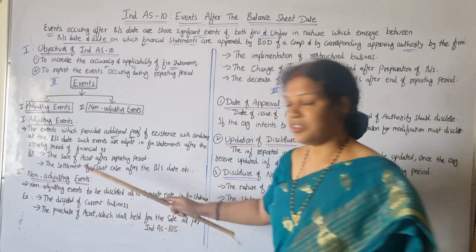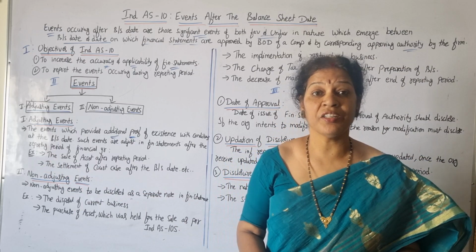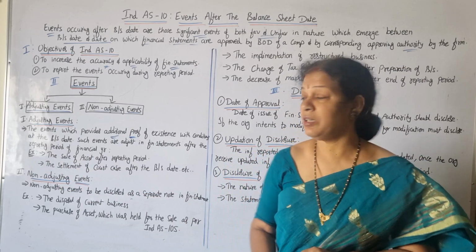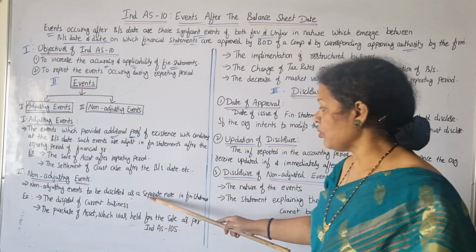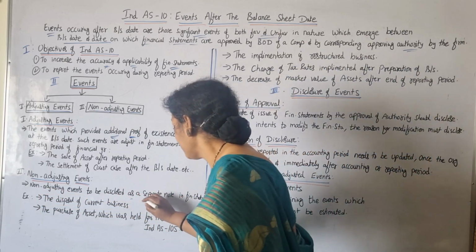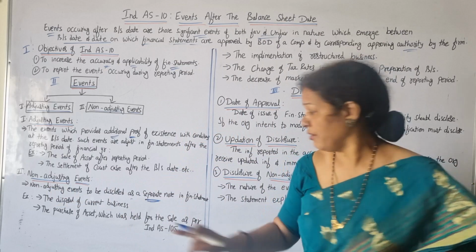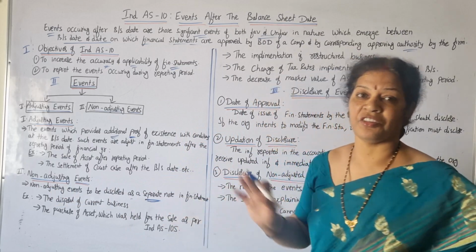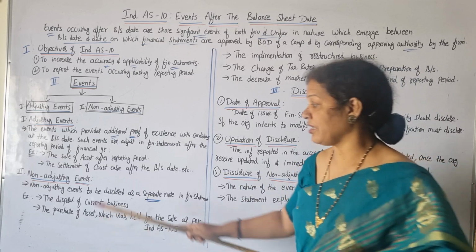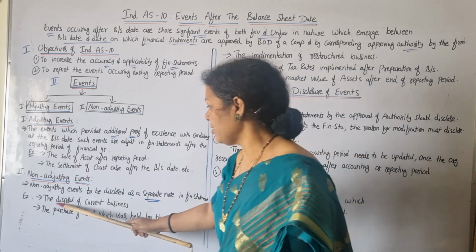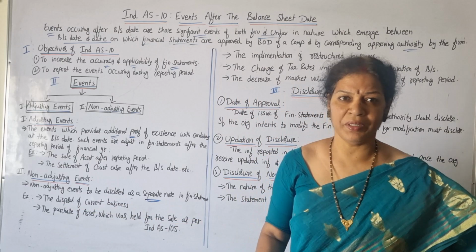The second one is non-adjusting events. The name itself says it cannot be adjusted. What are the non-adjusting events? Simply, you can say a non-adjusting event is to be disclosed as a separate note. It cannot be adjusted, but we can disclose it. We can mention it in a separate note in the financial statements. What kind of items are non-adjustable? Examples are given. The first example is the disposal of a current business, which cannot be adjusted.